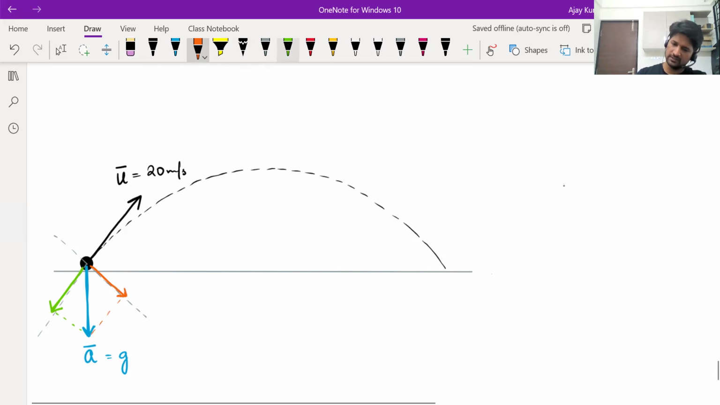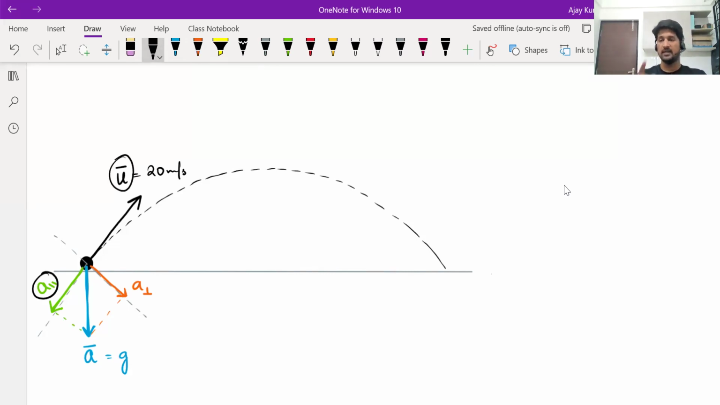So the green one is A parallel, the component of acceleration along the line of velocity, and the orange one is A perpendicular, the component of acceleration perpendicular to velocity. Now see what is happening here. The parallel acceleration is opposite to velocity. And when acceleration is opposite to velocity, the object slows down. That is why during ascent, the speed of the object decreases. It's that gravity component pulling it back, which decreases its speed.